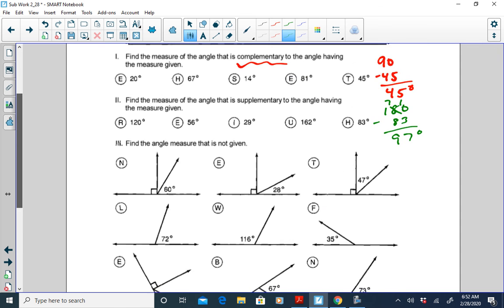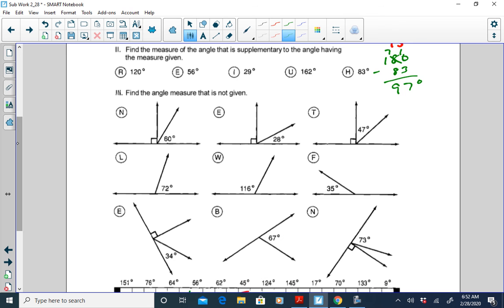All right. The next section of problems, they're a little bit different. Here's where you're going to have to write and solve equations. So let's take a look at this one. Letter N, you have a 90-degree angle plus some angle we don't know and a 60-degree angle. The angle we don't know, we're going to make that X. And then we're going to write an equation to find X. Because this is a straight angle, and straight angles have a sum of 180 degrees, we're going to use an equation that says X plus 60 plus 90 equals 180. That's the equation we would write.